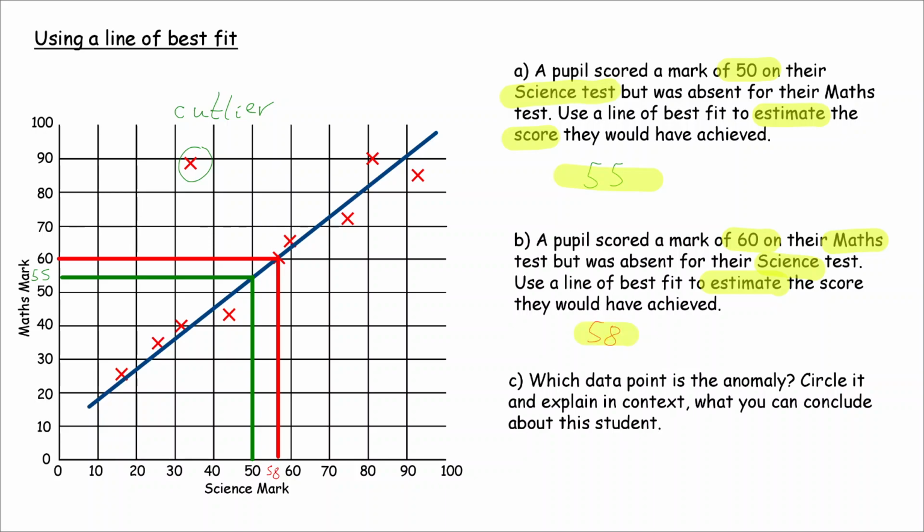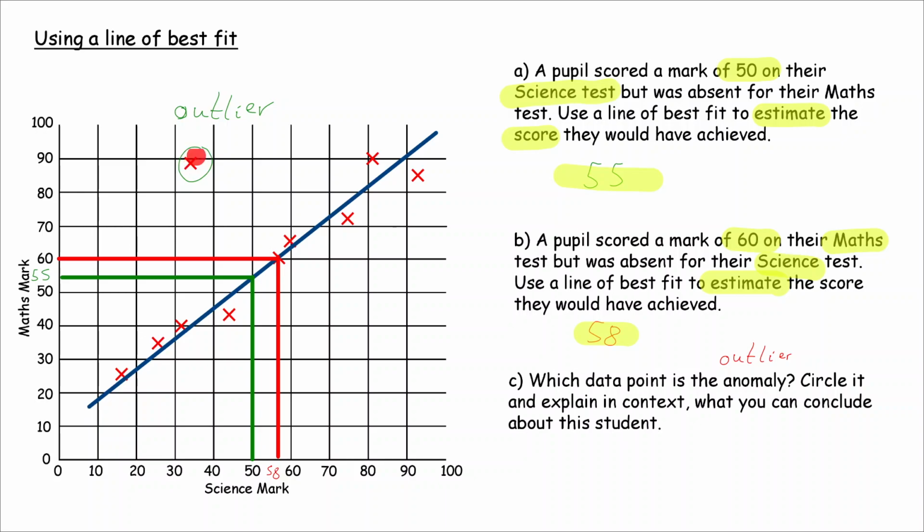Now, part C says, which data point is an anomaly? Now, an anomaly means outlier. They mean the same thing, as I've labelled it on the diagram already, up here, outlier, which I've done in green. And an outlier means it doesn't fit the trend. So which point is an anomaly? I've labelled up here, this one here. Circle it, which I've already done, so that's good, and explain the context. What can you conclude about this statement, students?